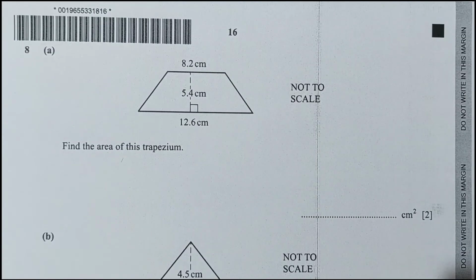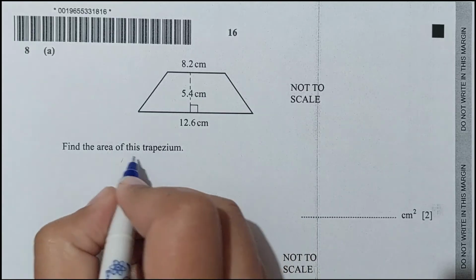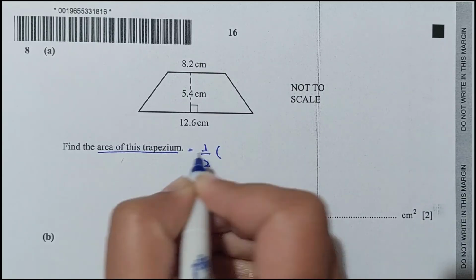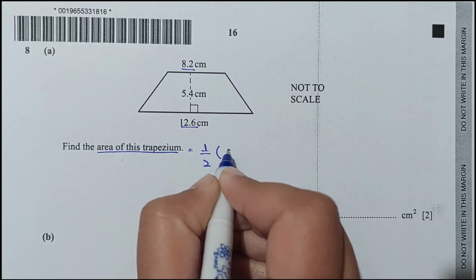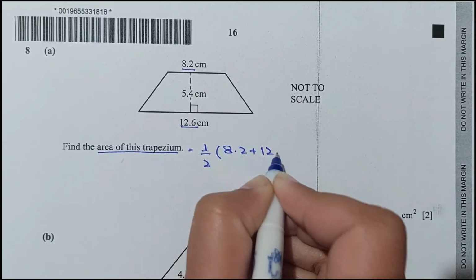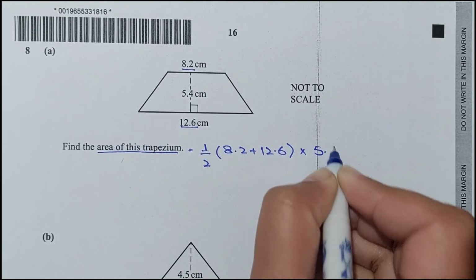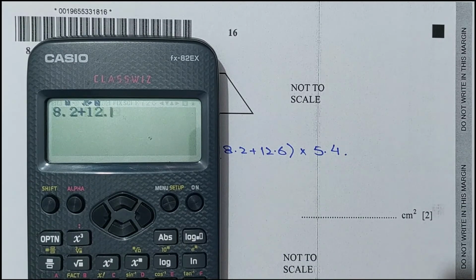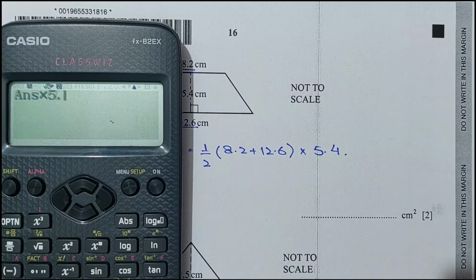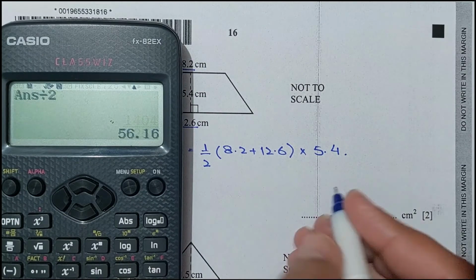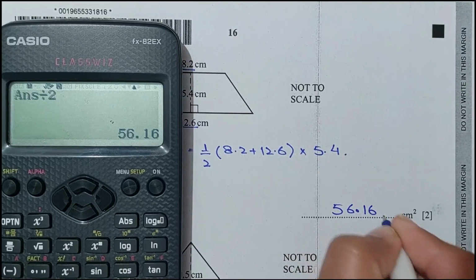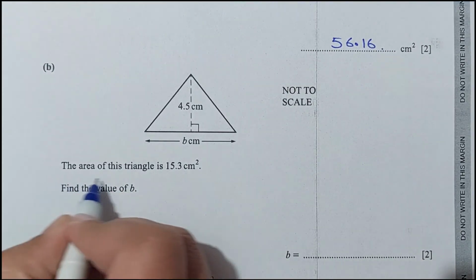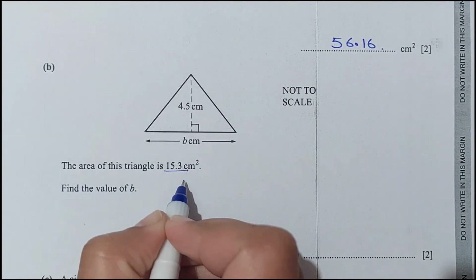Question number 8, part A. Find the area of this trapezium. So area of a trapezium is equal to 1 by 2 times the sum of parallel sides. This and this are the parallel sides. The sum of 8.2 and 12.6 multiplied by the height of the trapezium. Okay, 8.2 plus 12.6 multiplied by 5.4 divided by 2. This is 56.16 is the area.